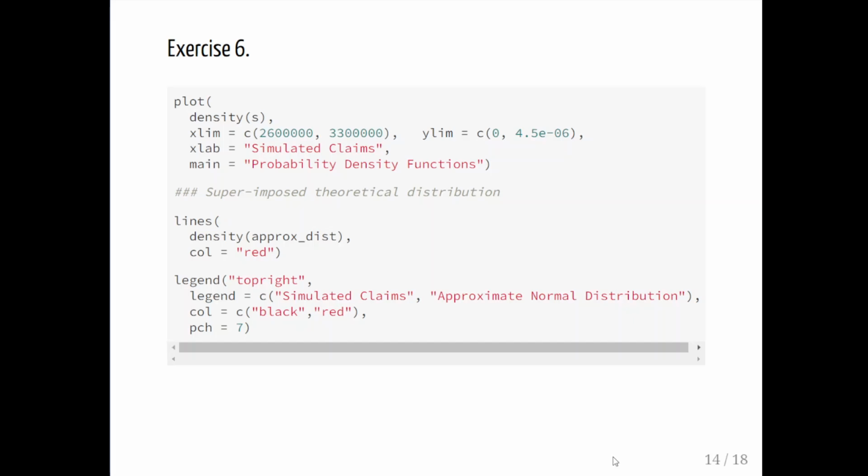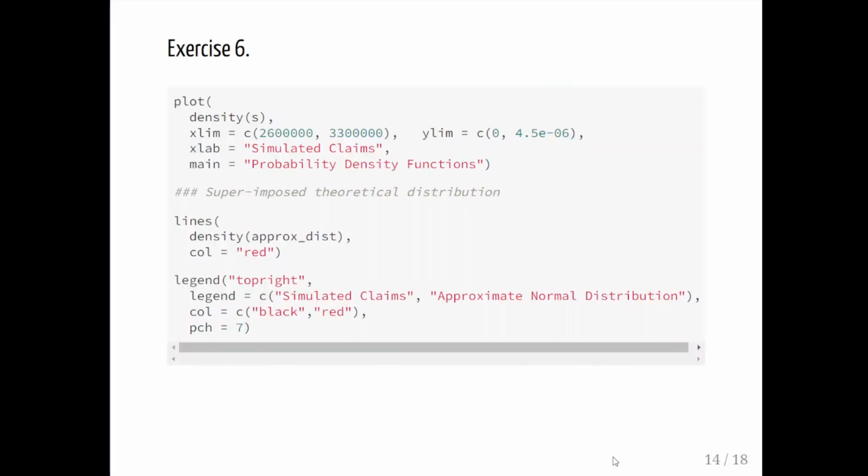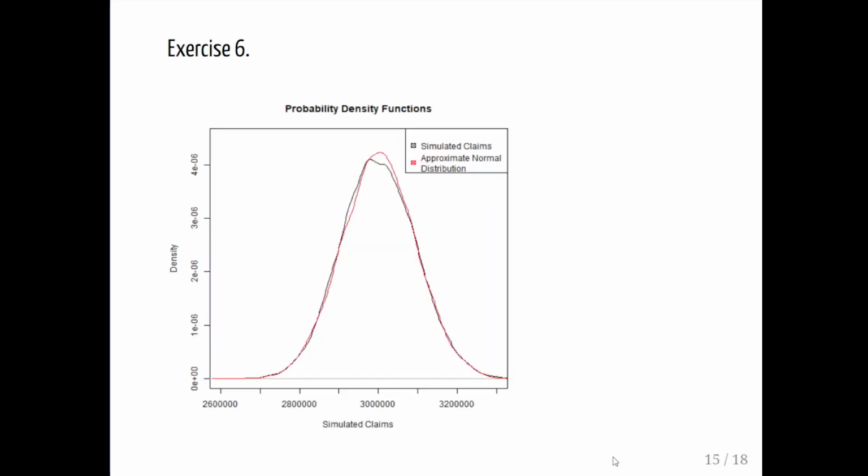Okay, so the top part there is what we've done already, and lines of density of the approximate distribution, color equals red, is basically what we have created here. So it's applying a density plot based on the simulated data to the plot. I also have legend specifications there as well, because that always helps. Okay, and that is what we get.